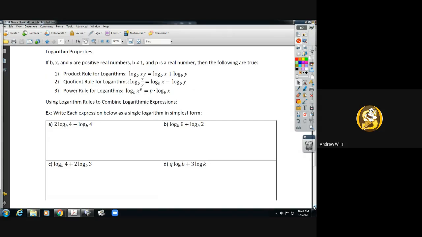The product rule. Now remember what we said before, right? These are the same rules as the exponent rules. They're just written in logarithmic form. So if we have a logarithm that contains a product, log base b of x times y, that can be broken up into two separate logarithms, log base b of x and log base b of y, being added together.